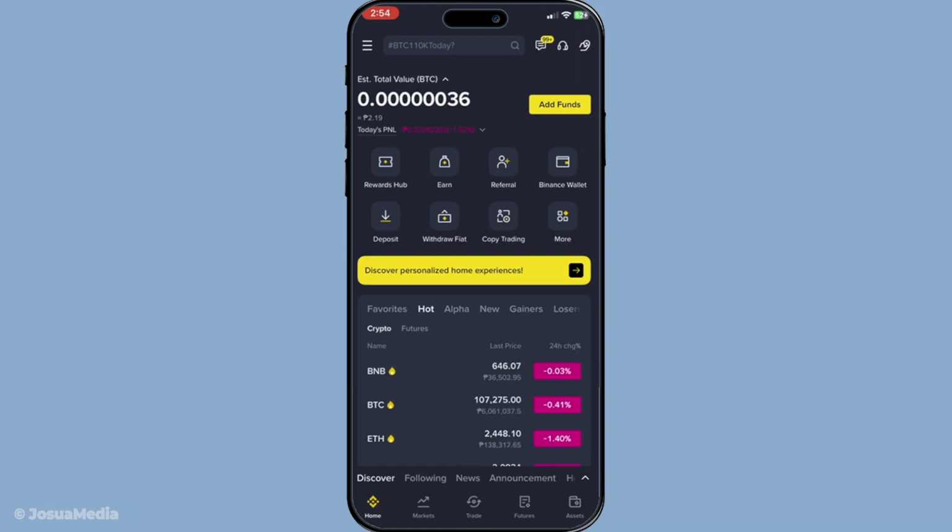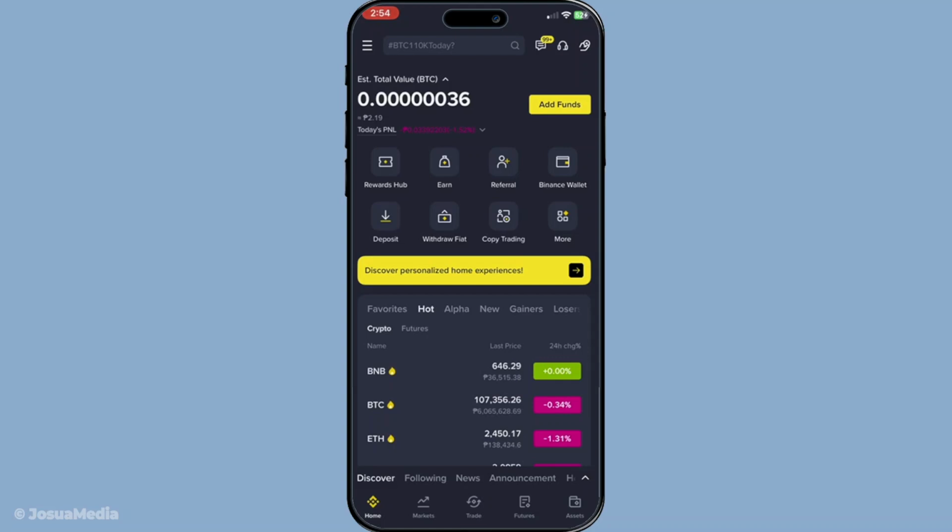Once you have the app open, the next step is to deposit a small amount of money. You can even start with under $1 in USDT or any other cryptocurrency you prefer. This amount may seem small, but it's sufficient to begin practicing and testing out different trading strategies without feeling any financial stress. It's important to remember that cryptocurrency trading involves risks, so starting small is a wise approach for beginners.